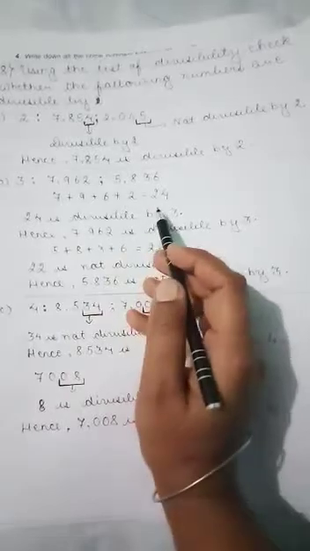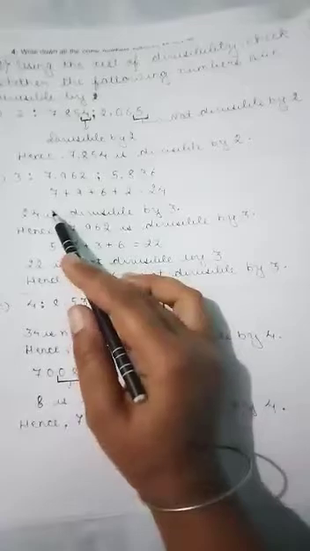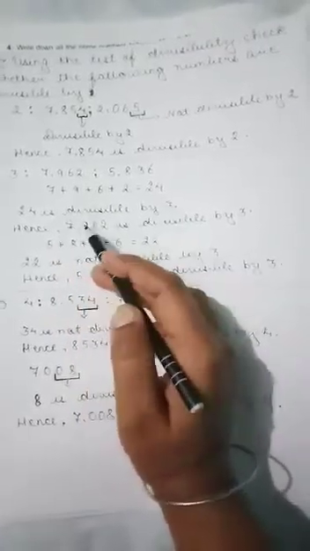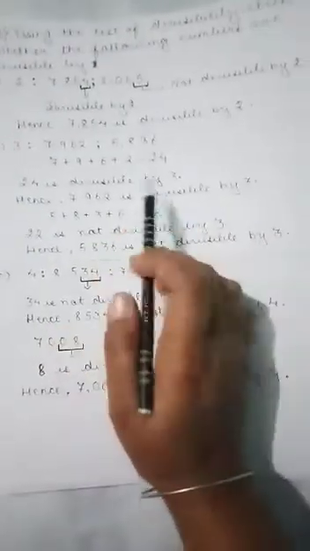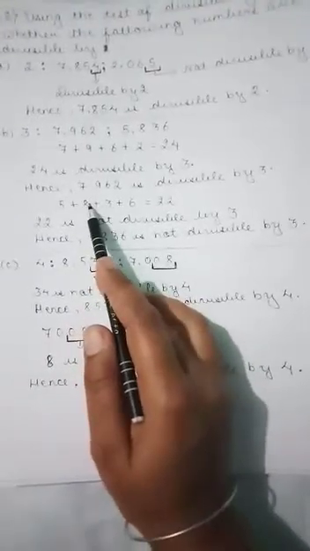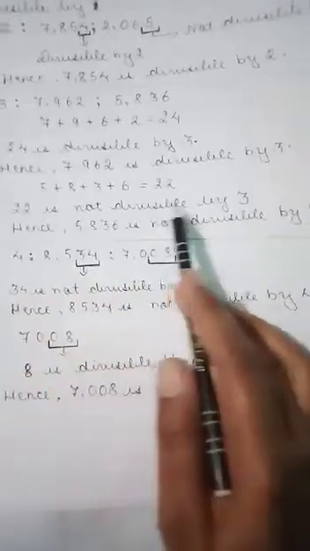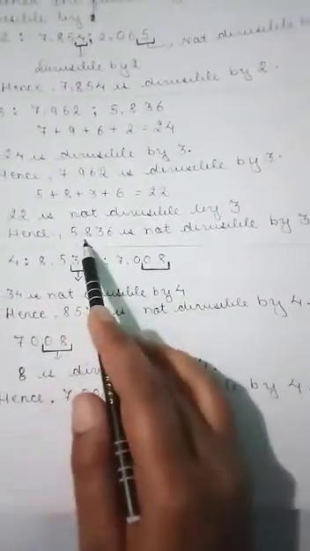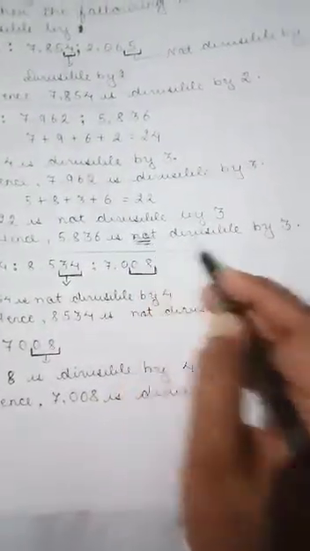Second question, 7962. You will add up the digits. When you add, you get 24. Is 24 divisible by 3? Yes. So 24 is divisible by 3. Hence 7962 is also divisible by 3. Then second question, 5836. Add up the digits. 5 plus 8 plus 3 plus 6 is equal to 22. 22 is not divisible by 3. Hence 5836 is also not divisible by 3.